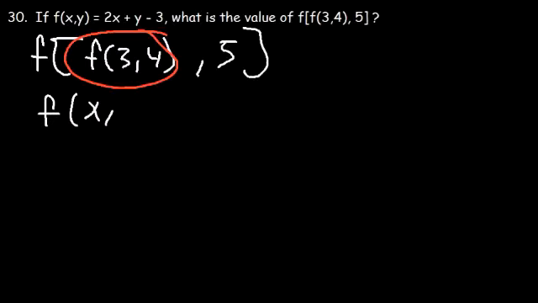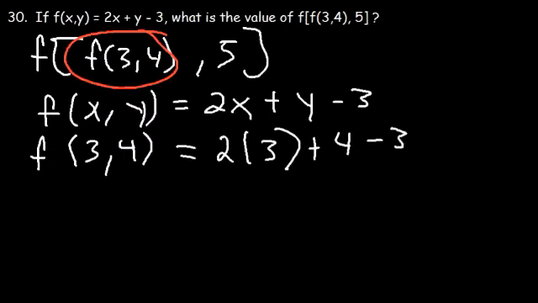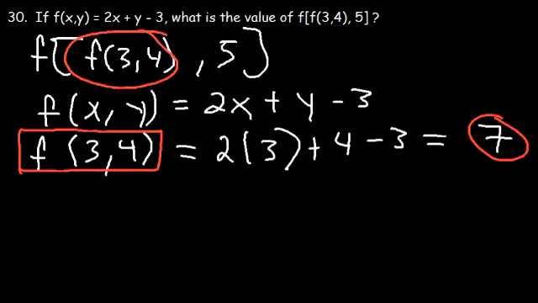If f of x comma y is equal to 2x plus y minus 3, then we can see that x is equal to 3 and y is equal to 4. So let's plug in 3 for x and 4 for y. So this is going to be 2 times 3 plus 4 minus 3. 2 times 3 is 6, 6 plus 4 is 10, and 10 minus 3 is 7. So therefore f of 3 comma 4 is equal to 7.